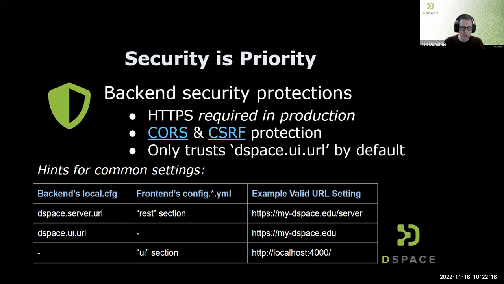I mentioned this very briefly. Security is really a priority in DSpace 7. We're trying to keep your backend and your frontend and your data very secure. That does mean that HTTPS is required in production. You have to run the backend at least in that secure mode.